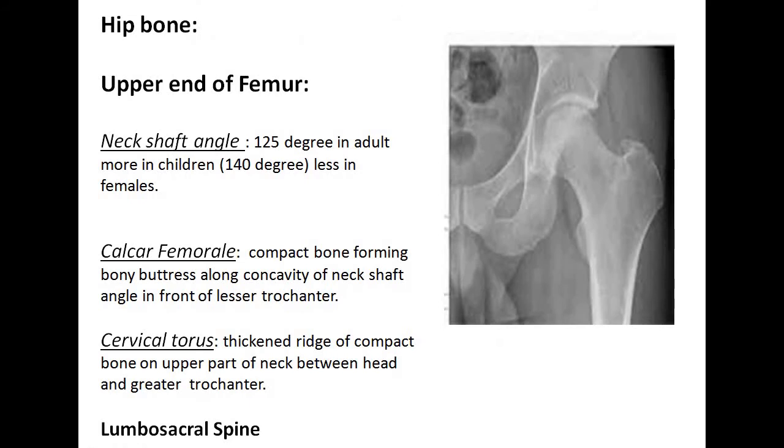Now in upper end of femur, here the neck shaft angle is seen, which is around 125 degrees in adults. It is more in children, around 140 degrees, and less in females. Calcar femorale is a bony buttress formed by compact bone along the concavity of lesser trochanter, while the cervical torus is a thickened ridge of compact bone on the upper part of neck between head and greater trochanter.